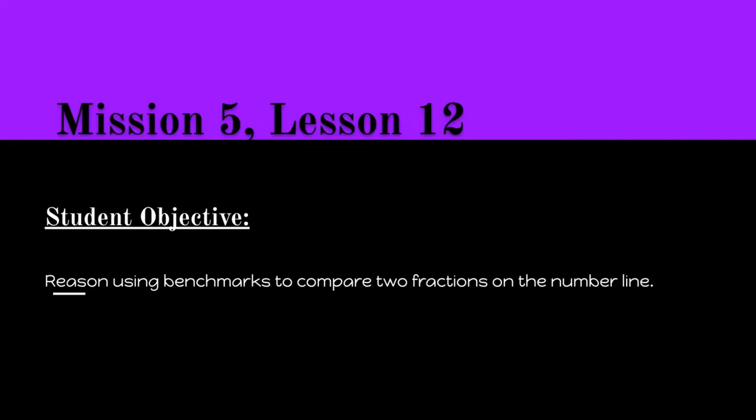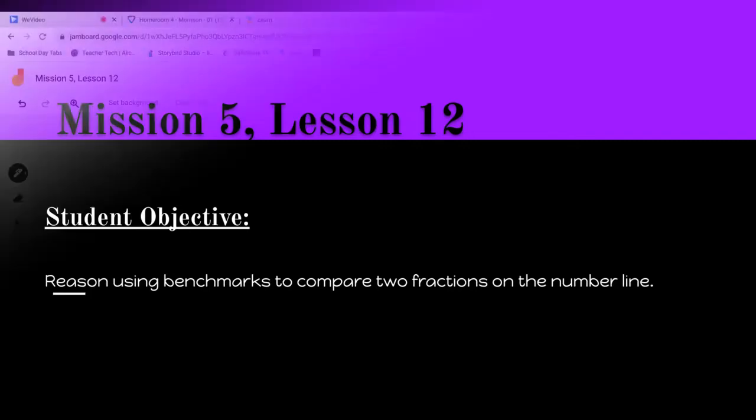Hello there, and welcome to Mission 5, Lesson 12, where our student objective is to reason using benchmarks to compare two fractions on the number line. Okay, so we're going to be using a number line, and we're going to be using reason, meaning common sense, to determine where a number is on the number line. So let's take a look together.